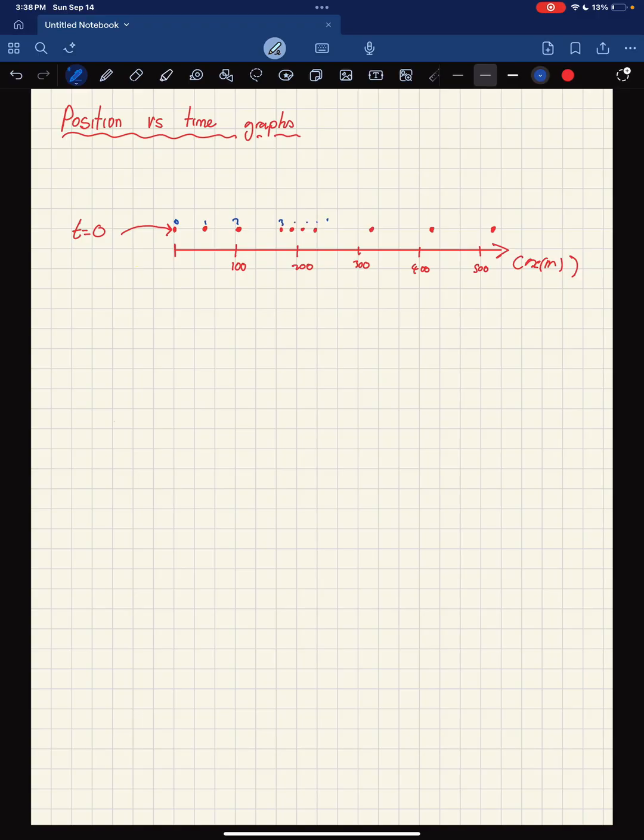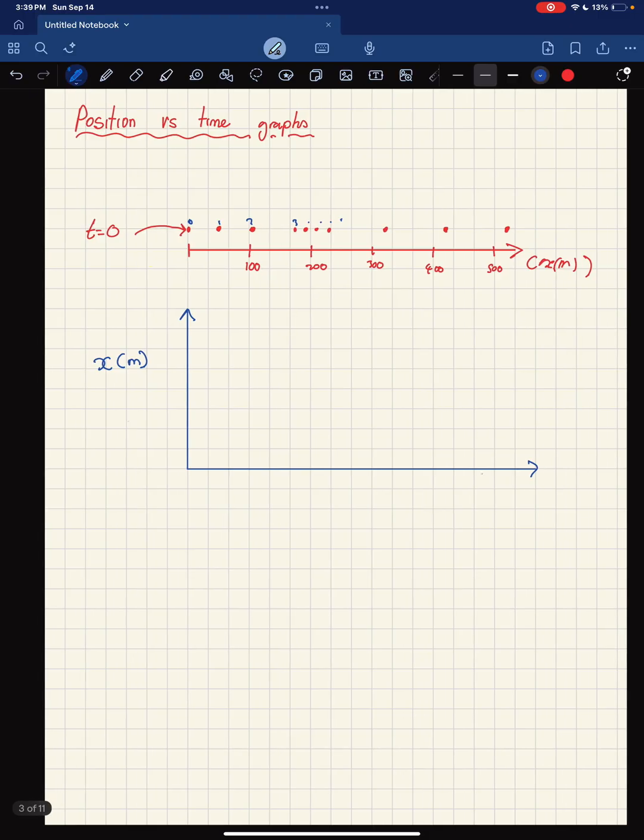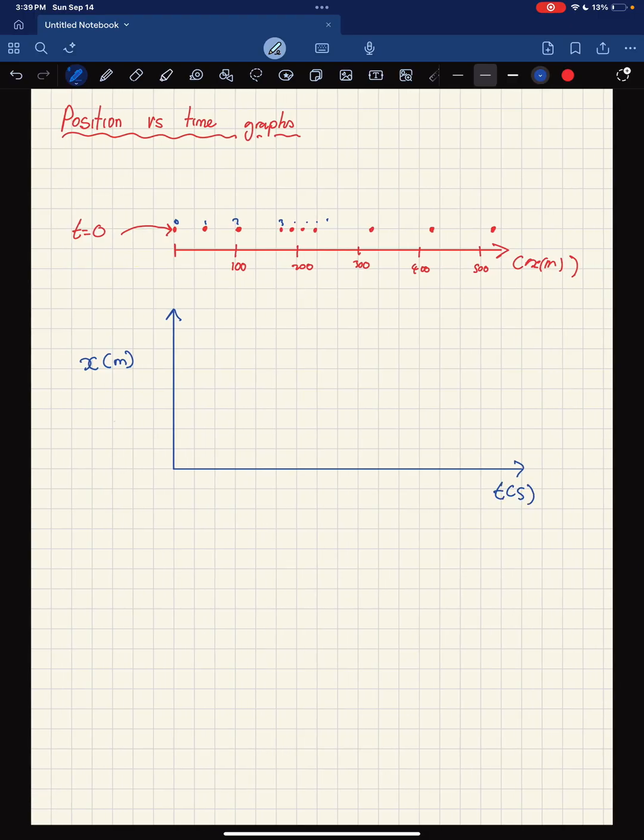We won't present data like this moving forward. Instead, we're going to rely on a two-dimensional graph. And the graph I'm about to make is called a position time graph. I'm going to show you how we can present that same exact data on this two-dimensional graph.